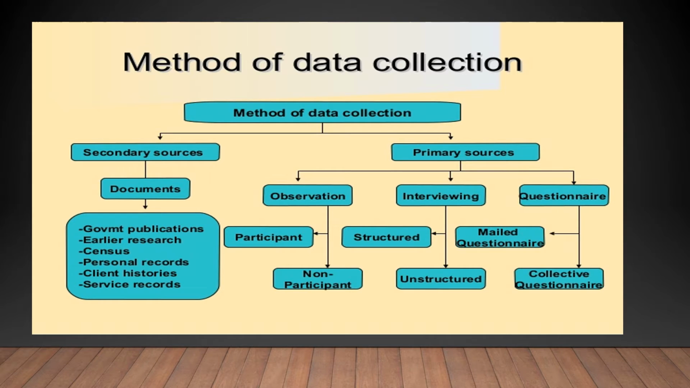So, methods of the data collection. Data collection methods are twofold. One is the secondary sources and the other is the primary sources. The secondary sources are usually the data gathered from documents, which involves government publications, previous researches, census, personal records, client histories, service records, and we are going to discuss these in detail. Whereas the primary sources of the data are direct observations of the participants, interviewing the participants through structured questionnaires, mailed questionnaires, or unstructured questionnaires. And then the questionnaires are used for collection of the data.